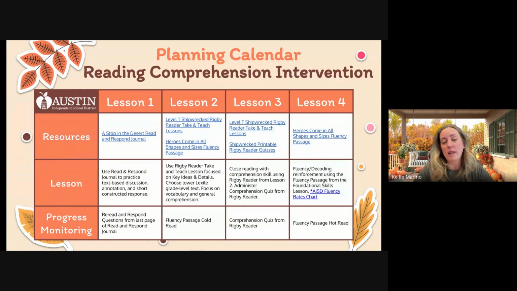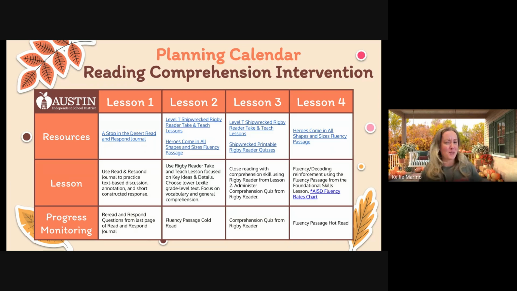So my lesson on that last day would be fluency and decoding reinforcement using the fluency passage from the foundational skills lesson. Oh my gosh, I did it again. I'm so sorry. And then I would want to do a hot read with that fluency passage to compare where we were at the beginning versus where we are at the end after we've done some practice.